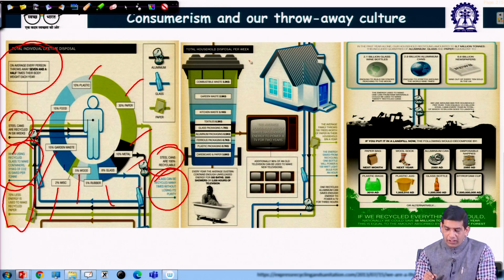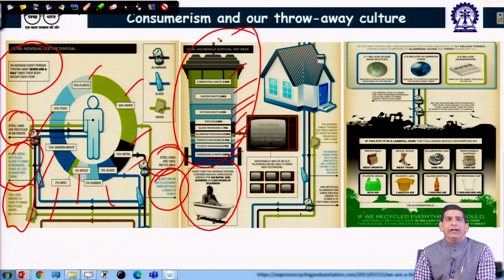If you look at total household disposal per week, you have combustible material of around 3.3 kg, garden waste, kitchen waste, textile, glass packaging, aluminum packaging, ferrous, plastic, and cardboard. Each year, the average dustbin contains enough unreleased energy for 500 bathtubs. If you take a warm water bath, that much energy is just dumped into the garbage without being utilized, and ends up in our landfills. Or you can watch 5,000 hours of television from the waste that you throw away. Yes, that's per week, sorry, per week.